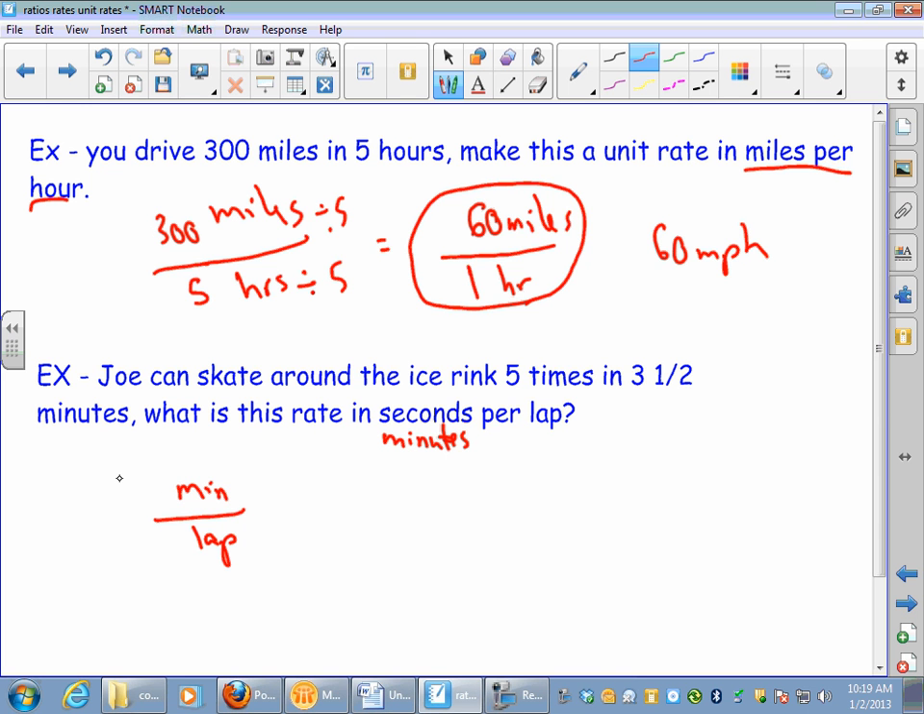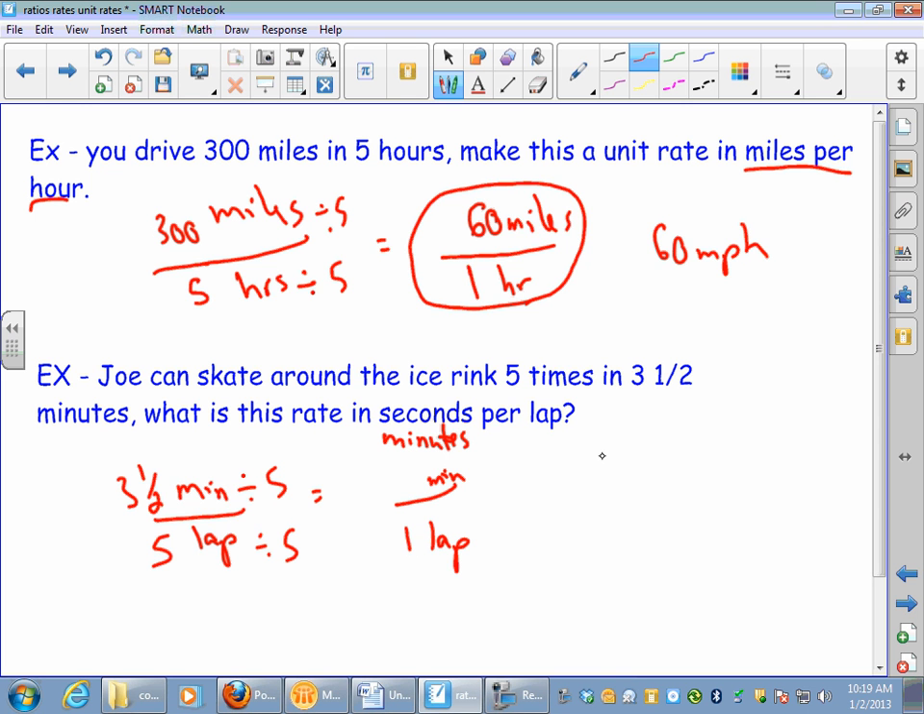So I'll put my time up top. That was 3.5 minutes, and it was 5 laps. Now I have my rate, but I want it per lap. I want a unit rate. So just like we did up here, I'm going to divide by what's on bottom. So divide by 5, divide by 5. That will give me my 1 lap on bottom, and then I can figure out how many minutes that is.